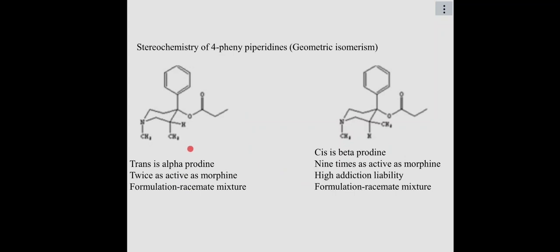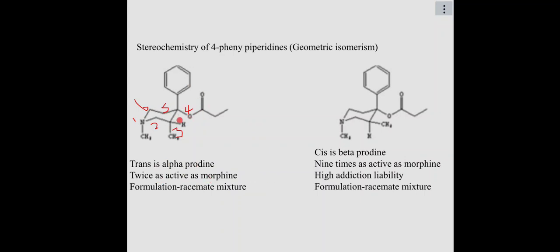So we are saying again, we have position one, position two, position three, position four, position five, position six. So of course, we have the axial orientation of the phenyl ring. And when you have position number three with axial orientation, and this also has axial orientation, because of this being axial and that also being axial, it looks like there will be a lot of interaction, and that compound does not have as much activity as when you have this being axial and this being horizontal. So the trans is alphaprodine, I think you can remember just alphaprodine. And the trans is alphaprodine. It's twice as active as morphine.